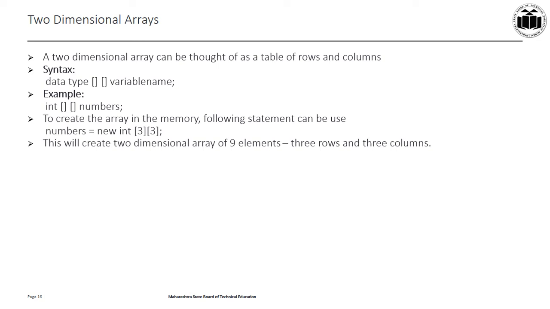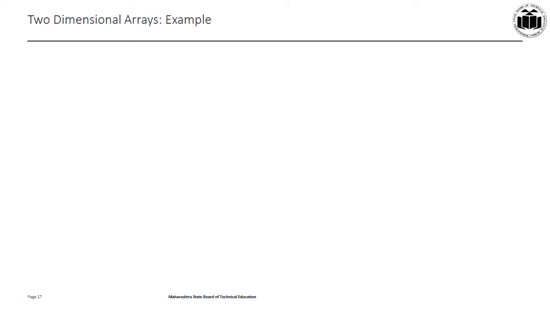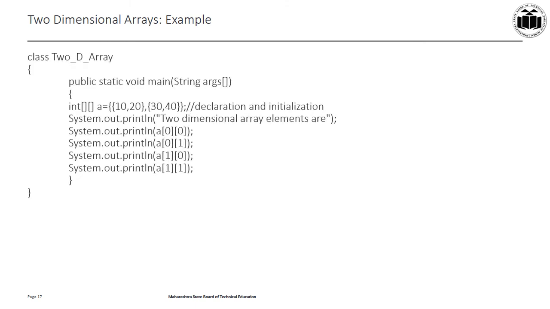Suppose you want to create 2 rows and 3 columns. So in that case you have to write new int 2 and 3. So what is the total number of array elements? 6. 2 rows and 3 columns. So likewise you can declare or define two-dimensional arrays. So let us explain this concept with the help of an example.